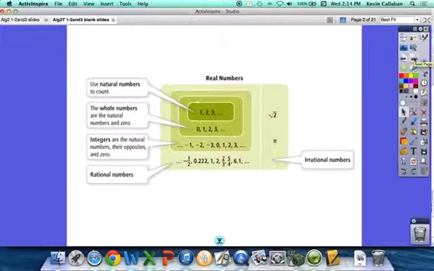Okay, so real numbers, right? We're talking about properties of real numbers. So first we have to talk about what is a real number. Well, real numbers are made up of a bunch of subsets of numbers. Basically, there's two kinds of real numbers: rational numbers and irrational numbers. Before we get to rational numbers, we're going to talk about all the subsets that fall underneath that.